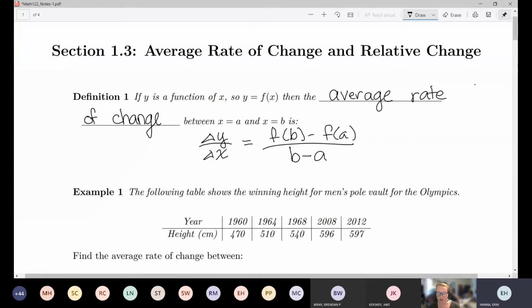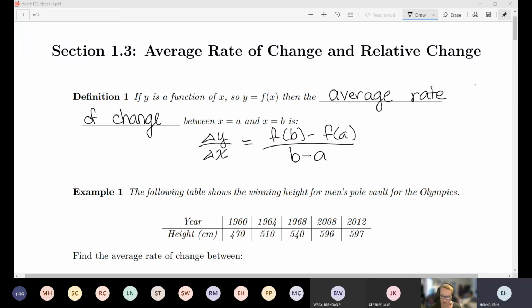And average rate of change is a slope. But the reason that we have a different name for it is that it's used in much larger and much broader contexts than slope is. So we can talk about the average rate of change between two values on a function that's not a straight line. Whereas when we're talking about slope, we're specifically talking about a straight line, the slope of that line is blah, blah, blah. Whereas the average rate of change is used in much broader contexts.